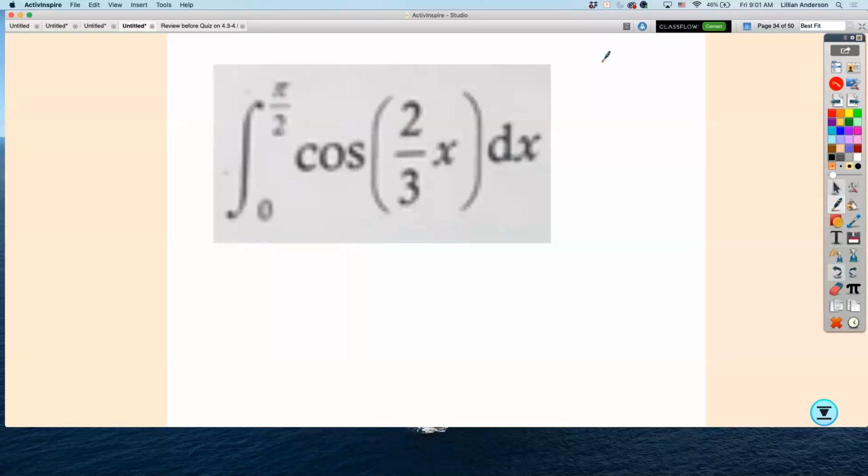Try this one on your own. Let's get a little bit of trig work in there. First off, what is the antiderivative of cosine 2/3 x?